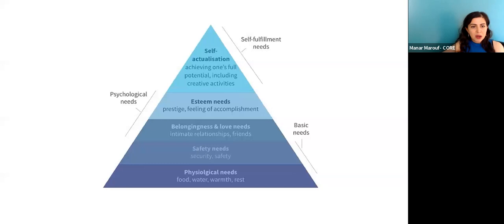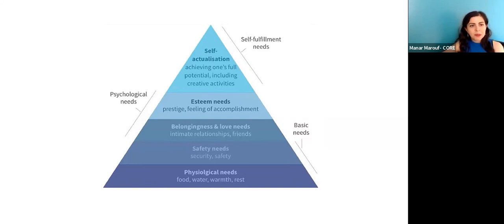And if you look at the bottom of the pyramid, you will find the first two levels are basic needs that are very closely tied to safety and security. And these needs include having food, being able to sleep, warmth, water, but also finding housing, finding a job. So these are very important needs for everybody, and especially newcomers.